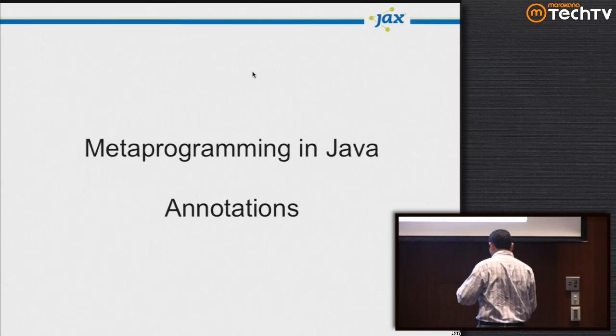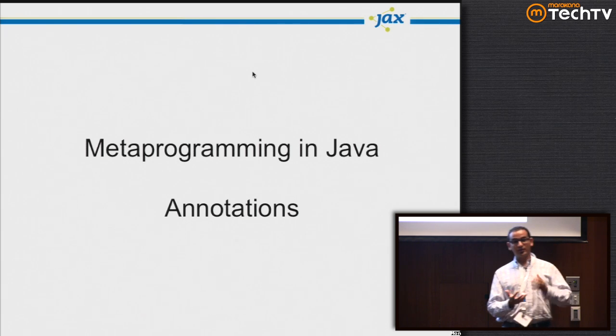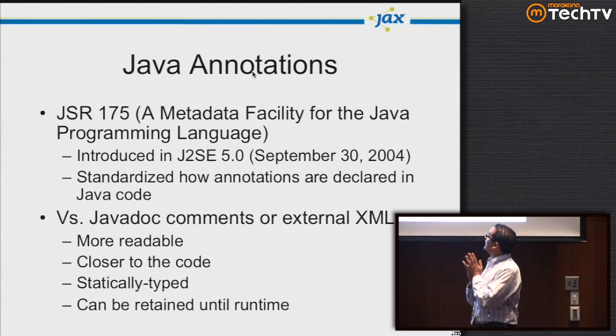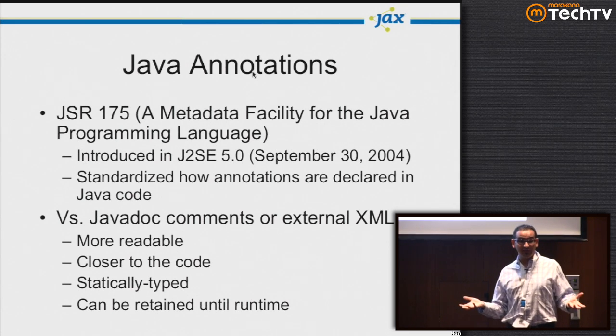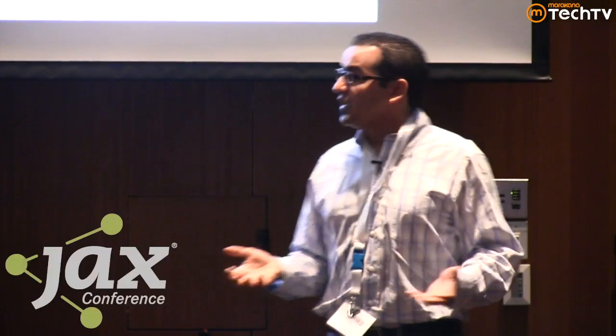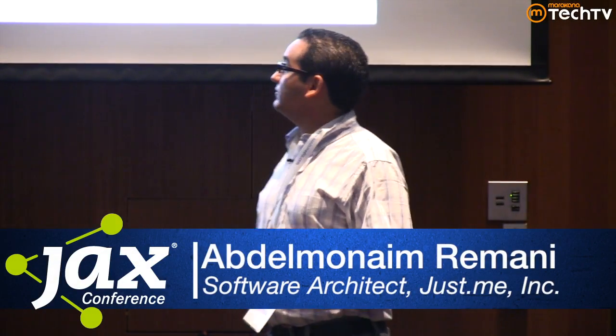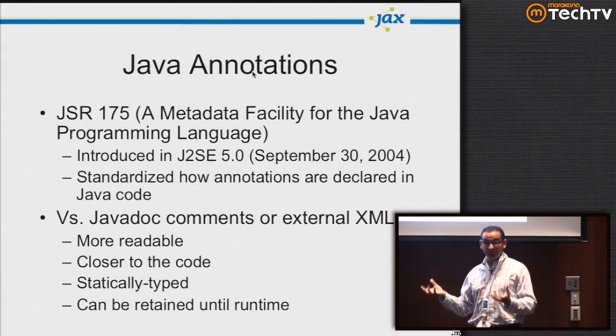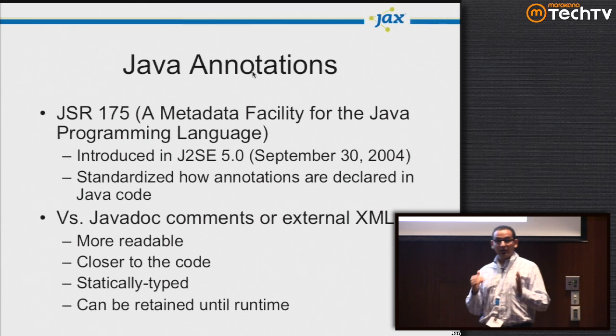So now that we've talked about what metadata is, we've talked to an extent about what metaprogramming is, let's talk about metaprogramming in Java. The first thing that I would like to talk about is Java annotations, and I'm assuming that a lot of you are familiar with it. It's been around since Java 1.5, and it's defined by JSR 175. Before, what we used to do was add the metadata as part of JavaDoc in the comments, or as an external XML using XDoclet. And we built all these tools around it that would go to the comments, look for specific tokens, and extract that information. What JSR 175 introduced is these annotations that are more readable, closer to the code.